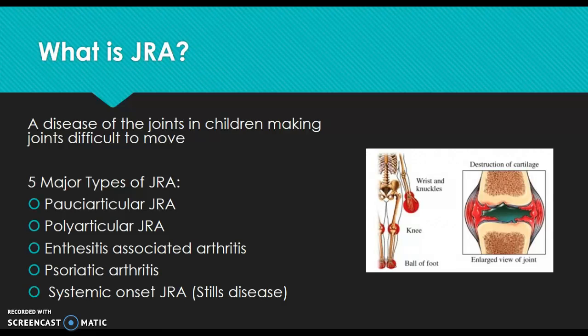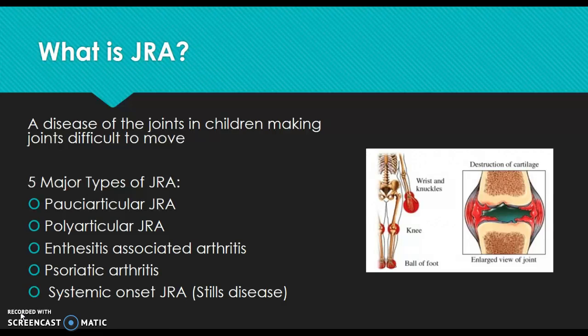There are 5 major types of JRA. The first is oligoarticular JRA, which is when 4 or less joints are affected in the first 6 months. Second is polyarticular JRA, which is when 5 or more joints are affected in the first 6 months. Third, enthesitis-associated arthritis, which is swelling of tendons at the bone.